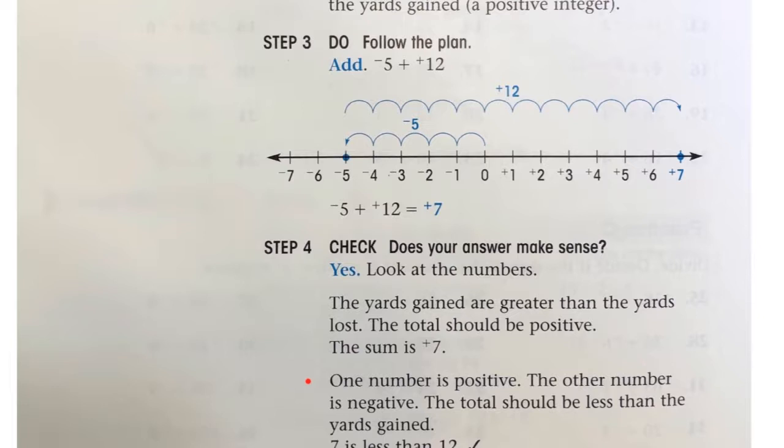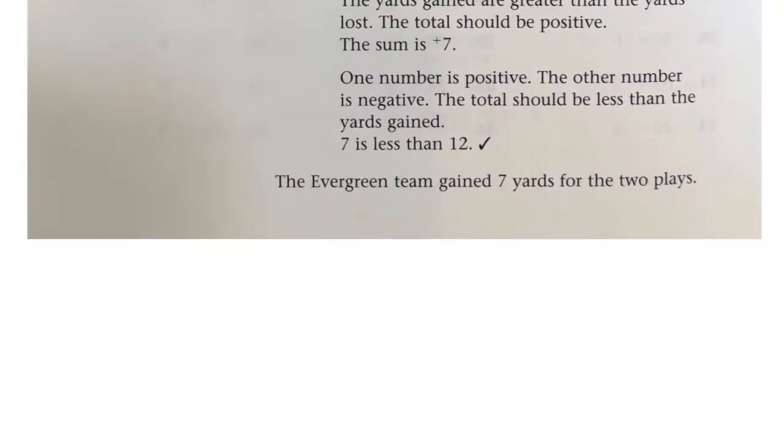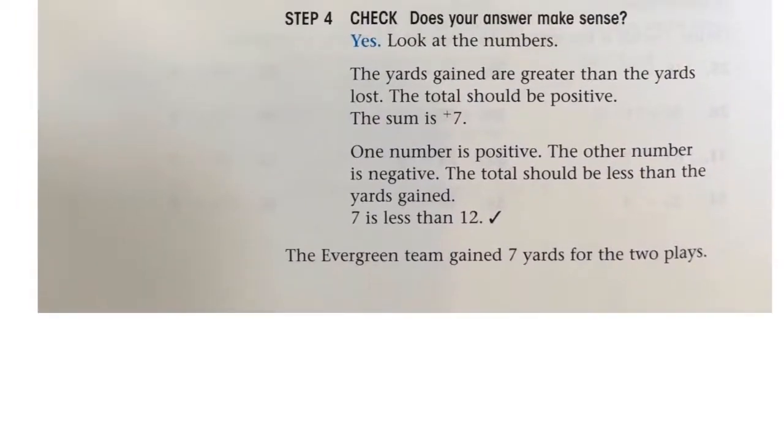One number is positive, the other number is negative. The total should be less than the yards gained. So 7 is still less than 12, and so that makes sense because we lost 5, gained 12. We certainly couldn't have ended up with more than 12 is what this is saying. So the Evergreen team gained 7 yards for the 2 plays.